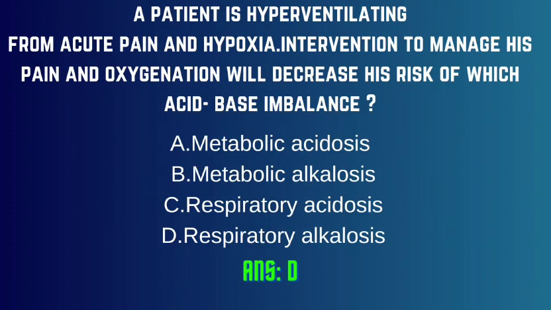Next question is, a patient is hyperventilating from acute pain and hypoxia. Intervention to manage his pain and exhaustion will decrease his risk of which acid base imbalance? Metabolic acidosis, metabolic alkalosis, respiratory acidosis, respiratory alkalosis. The answer is D.